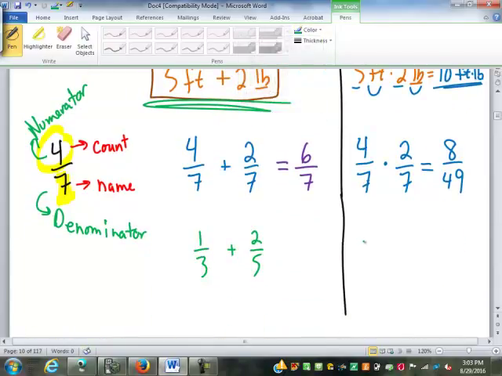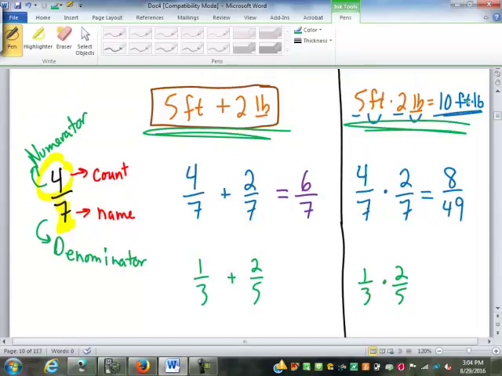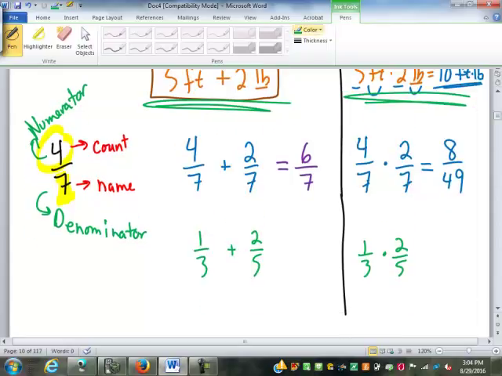So if I looked at my 1/3 and my 2/5, if it was 1/3 times 2/5, do I have to have a common denominator to multiply? No. Again, nothing special for fractions. We don't have to have the same name to multiply. We could do the feet times pounds. And just like any other multiplication, we're going to combine the counts. 1 times 2 is 2. And then also combine the names. 3 times 5 is 15.